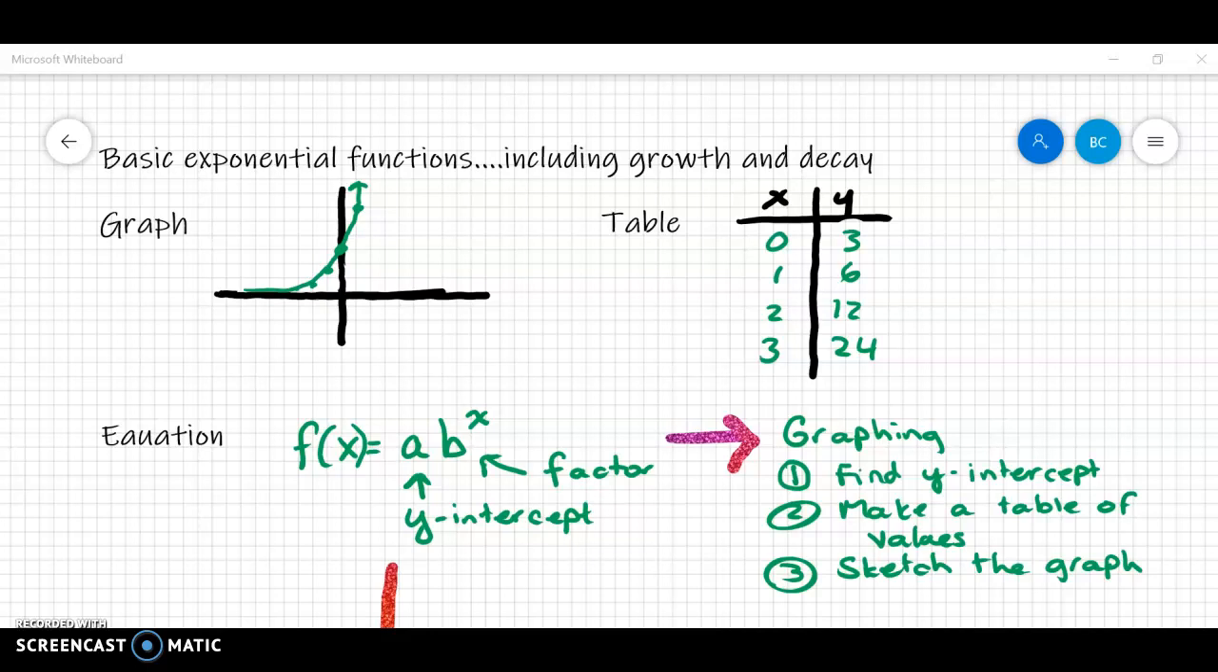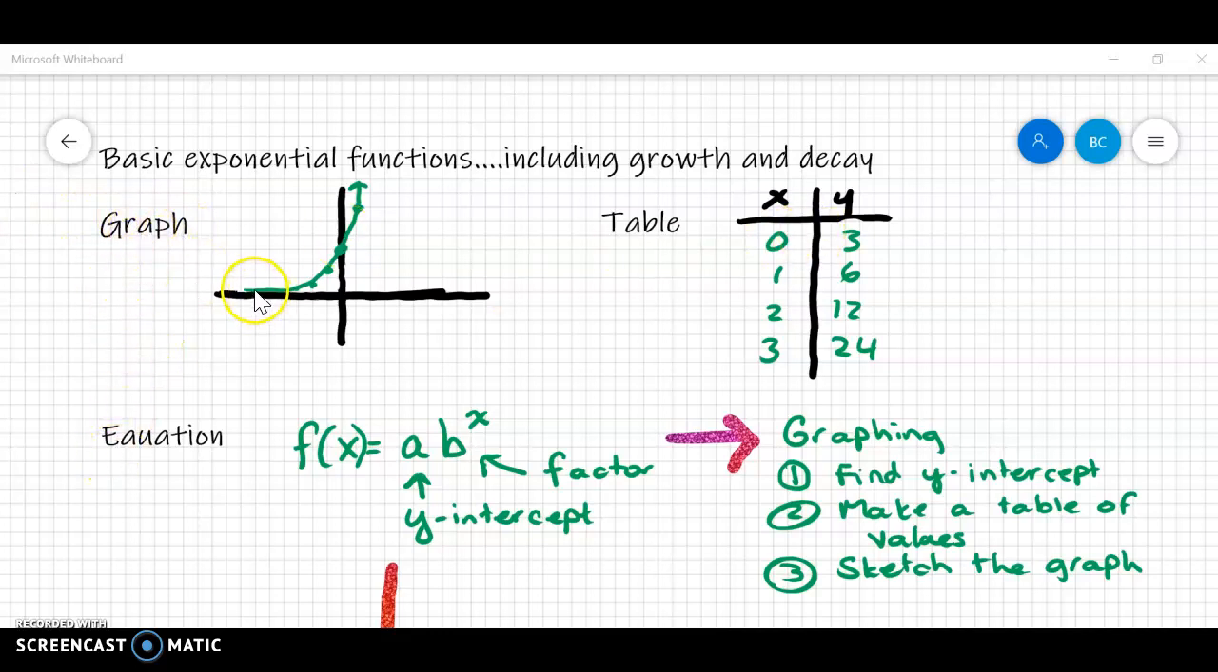Today's lesson is on basic exponential functions, including growth and decay, and on how to use the fancy pens on Microsoft Whiteboard. So, in the previous video, we looked at exponential functions in a graph, in a table, and in an equation. So we're going to start there.